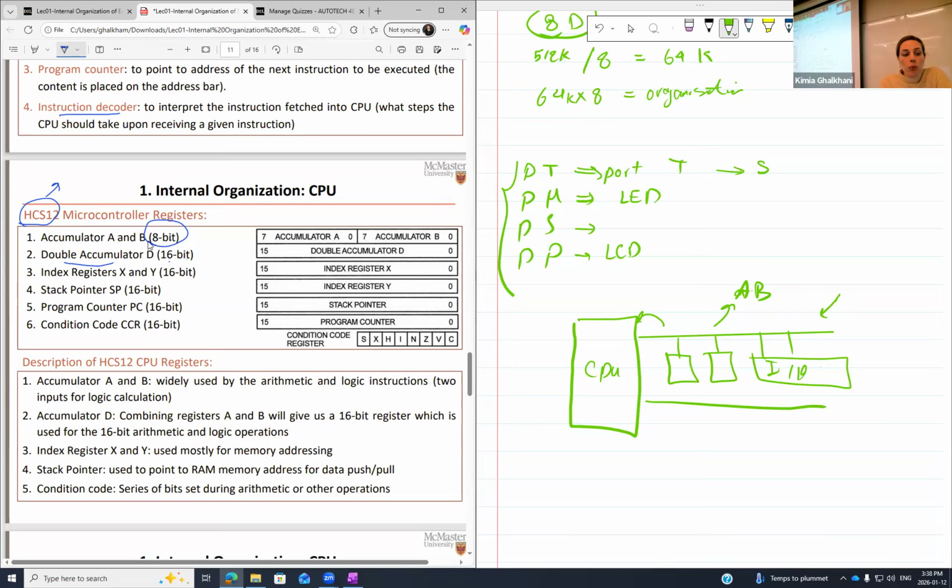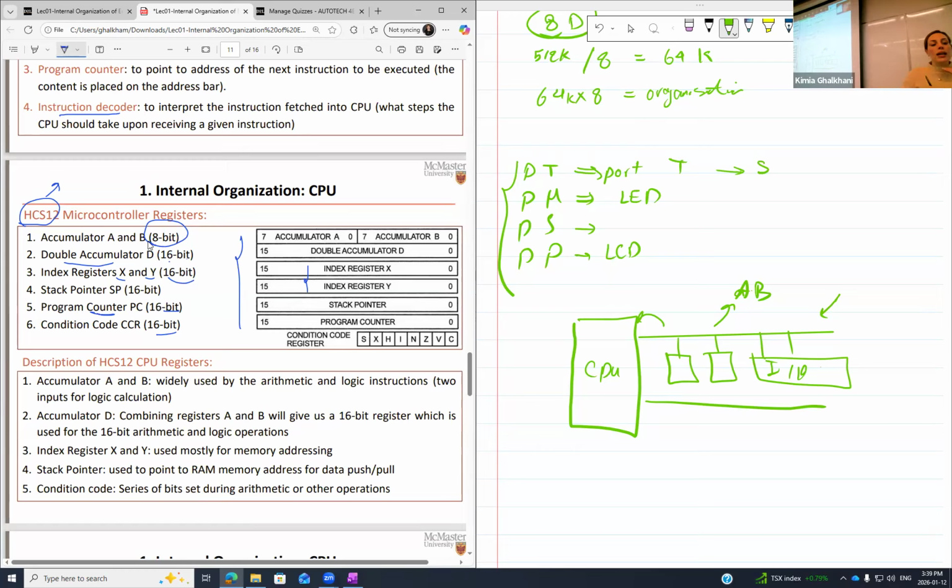So these are all the ports in there. The accumulator is 16-bit. Registers X and Y that you can see in here could be used for different applications. So I have this much space to assign based on what I am trying to do. A stack pointer, 16-bit, and then a program counter, 16-bit, and then this one is the condition code register, CCR, 16-bit. So this is the way it's been structured.